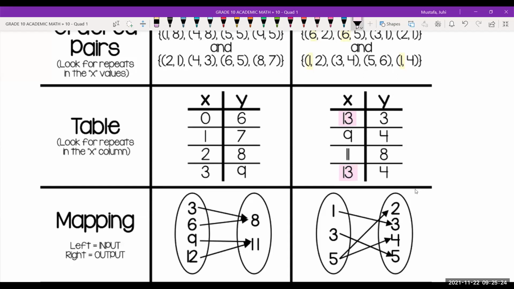Okay, so really the easiest way is look at the x values. If you have a repeating pair, it is not a function. If they're all different, it is a function. Samir?